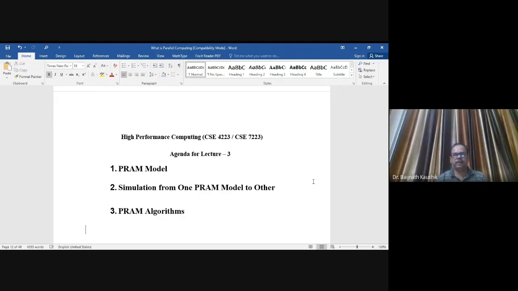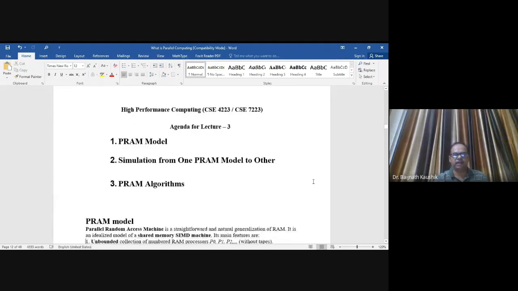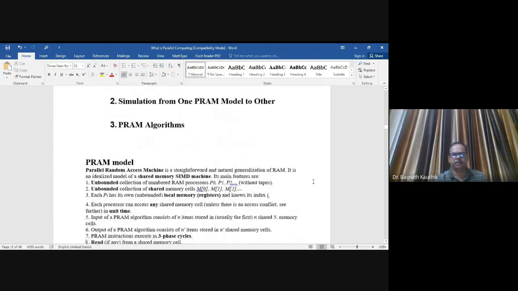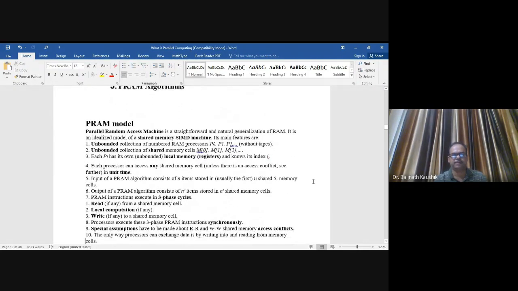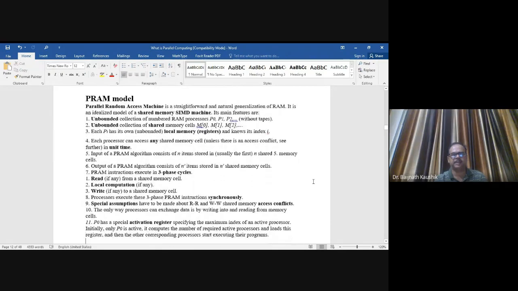So moving on, I welcome you all to the third lecture, and we start with the PRAM model. We have already discussed the PRAM model; I gave you a brief of it in the first lecture and in the second lecture also. But in this lecture, I will give you some of the characteristics and features of the PRAM model, as well as the different types of PRAM model and how they differ from one another. So now let's start with the PRAM model.